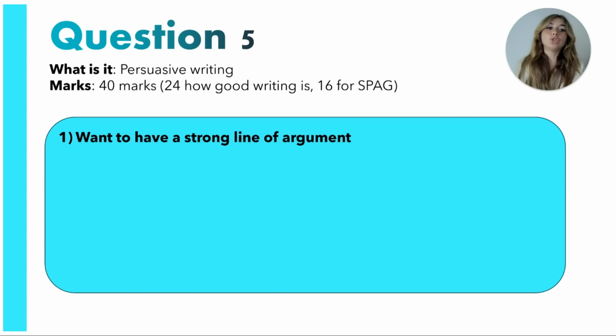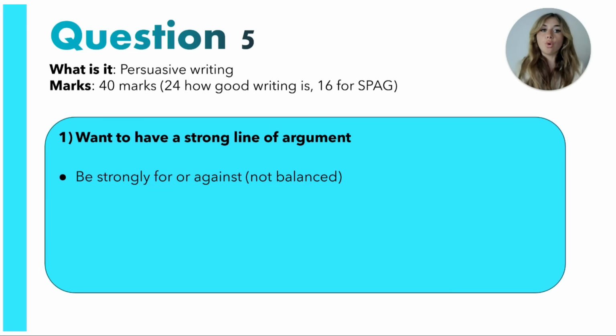So the first top tip is you want to have a strong line of argument. Now, I want you to be either very strongly for or very strongly against. Do not be balanced. Do not be balanced in any which way. I don't want a balanced argument. Don't sit on the fence, give me, oh, we think this, but I also think that. No. What the examiner wants is you to be persuasive.